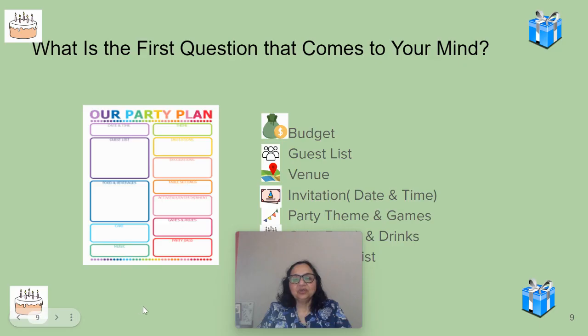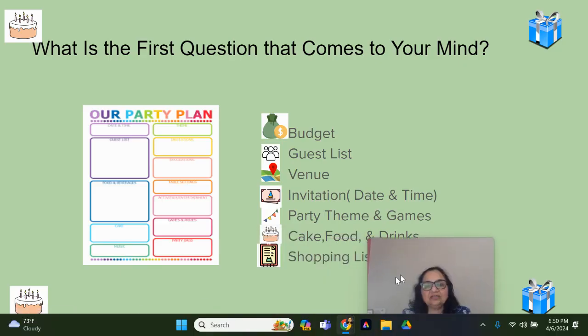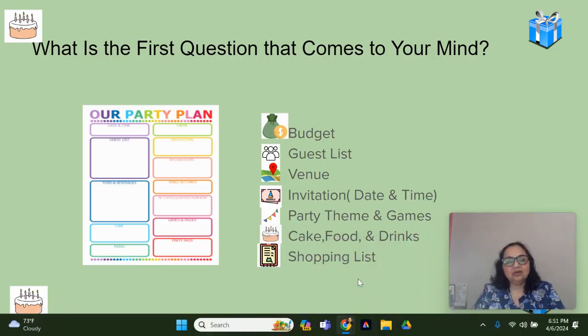Okay. So here is my list when I brainstormed. It's not complete. So this is my working list. The first thought that came to my mind, because I was planning my granddaughter's birthday, was the budget, the money. How much money do we need? Then we created a guest list.